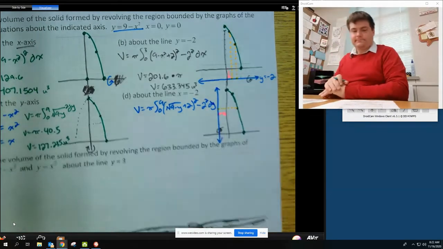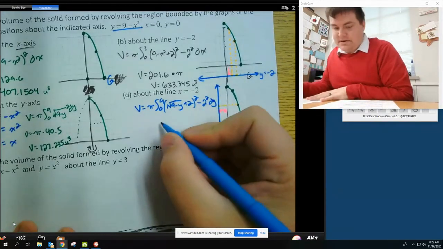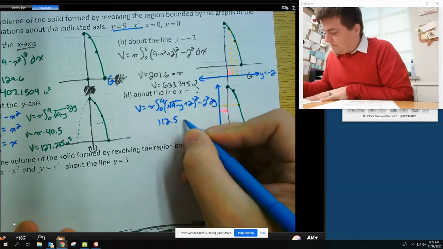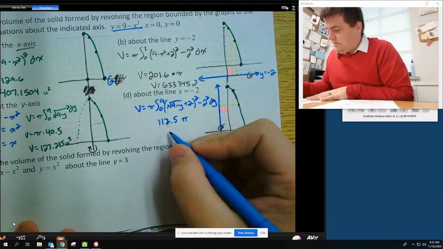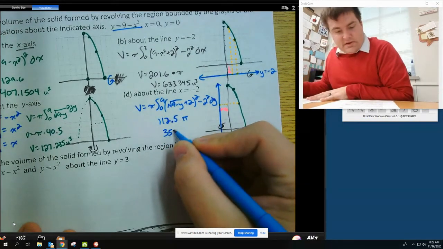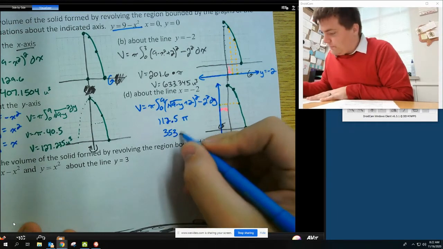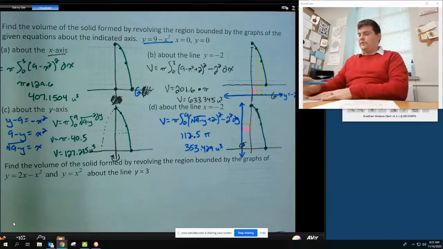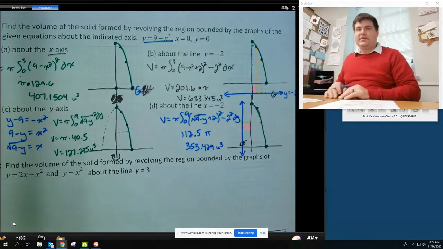All right, type this in your calculator, and you're going to get 112.5 times pi, which is going to be an answer of 353.429 units cubed. And there you go. Those are all the 4 scenarios that you will see as we go through this.